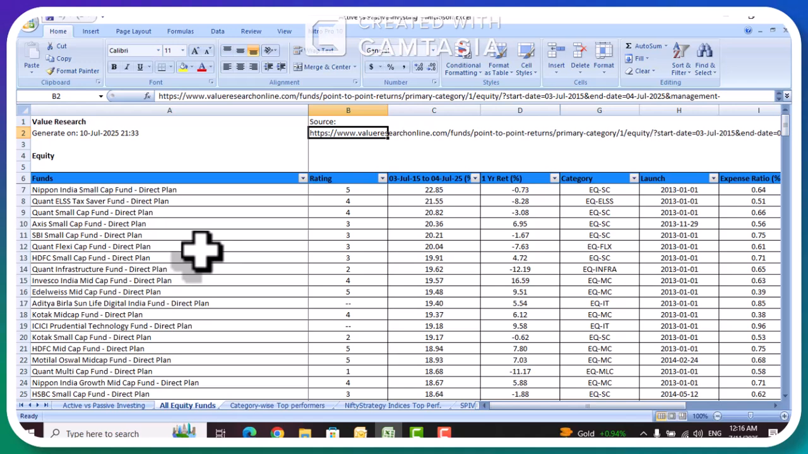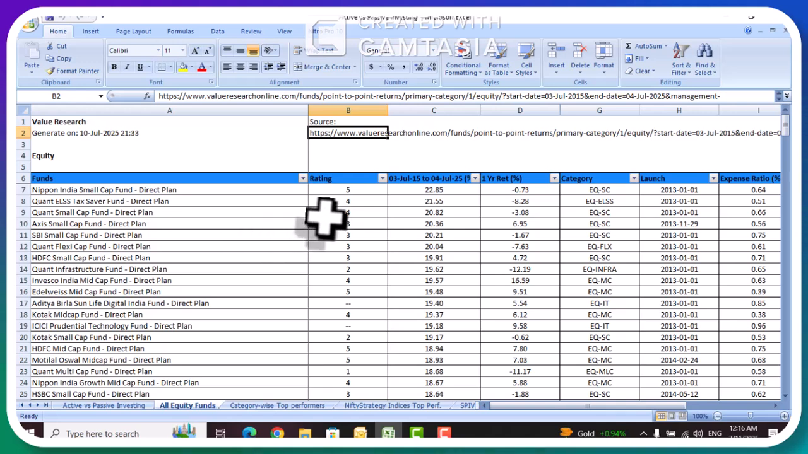This snapshot is as of today. This is from Value Research Online. The link for this is over here. On each and every tab of this Excel, you will find the source from where this information has been obtained. So if you take up this link and put it in your browser, you will get the same data.